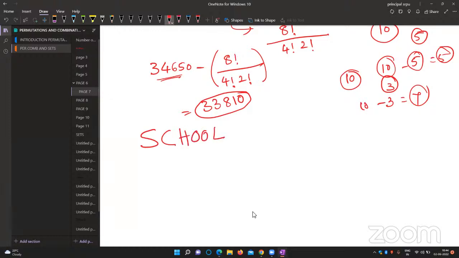SCHOOL. How many letters are there? 1, 2, 3, 4, 5, 6. Total permutations of all the letters of the word school is equal to 6 factorial divided by how many? S is not repeated, C is not repeated, H is not repeated, but O is 2 times. Therefore 2. Like tomorrow, good, Mississippi, institution, engineering.